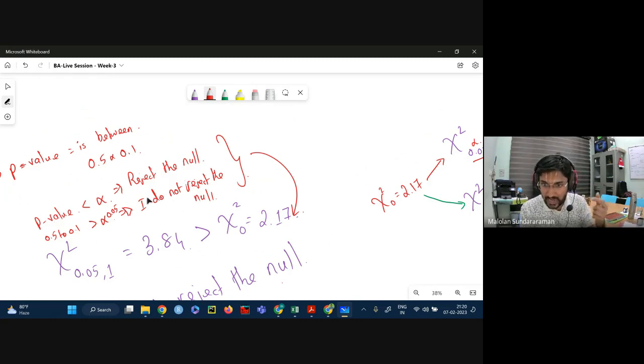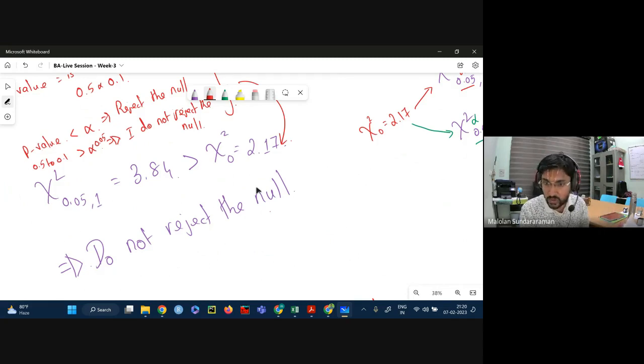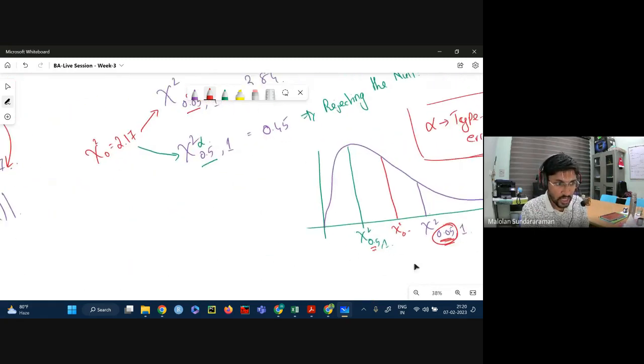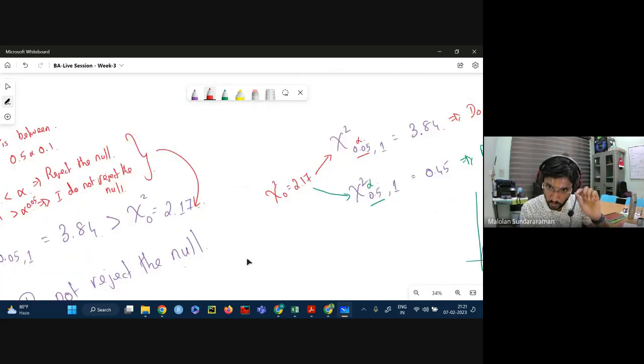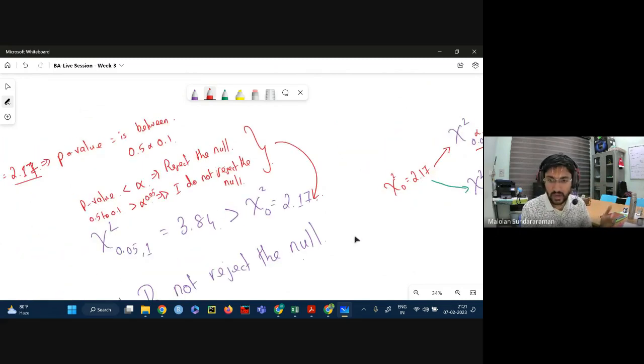In one, I tell you the probability of observing this sample given the null to be true. In the other technique, which is comparing the chi-square values, I establish a limit and if it is falling within my limit, then I do not reject. If it is falling outside my limit, I reject my null hypothesis. Both techniques will result in the same conclusion, but they are different ways of doing it. Fair enough?